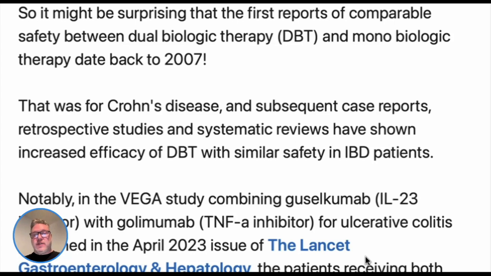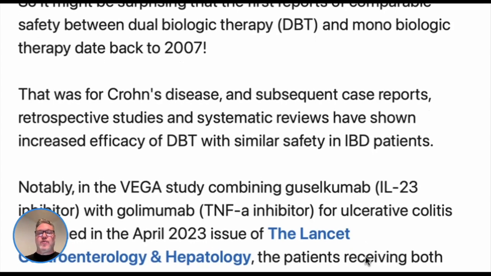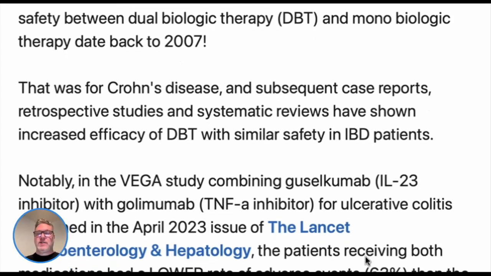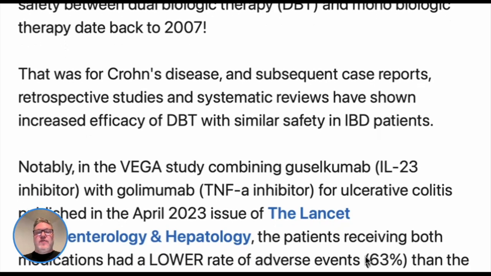That was for Crohn's disease, and subsequent case reports, retrospective studies, and systematic reviews have shown increased efficacy of DBT with similar safety in inflammatory bowel disease patients.